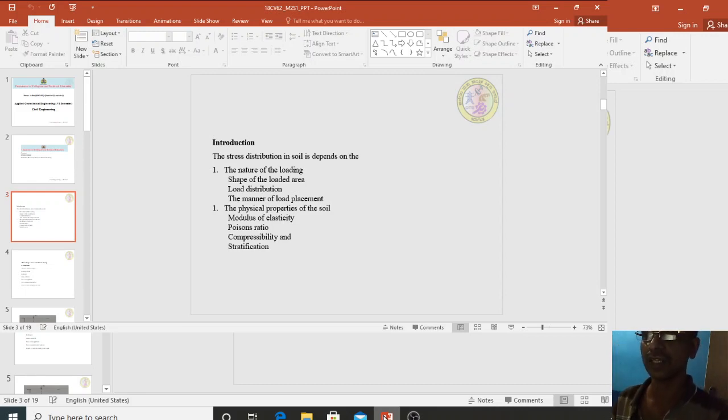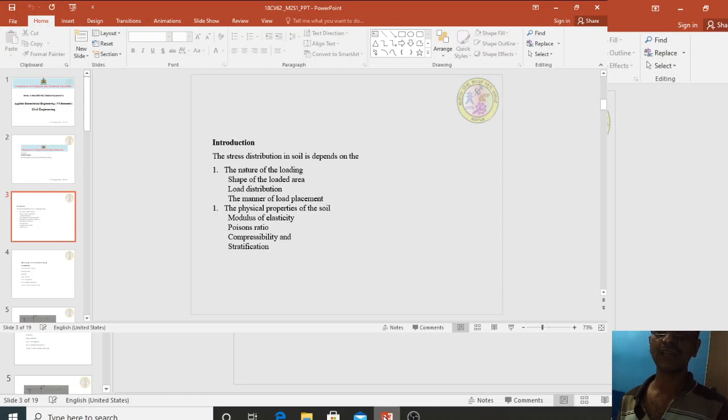Next is compressibility. Compressibility means that on application of load the soil gets compressed, and that behavior is called the compressibility of the soil. The compressibility behavior of the soil also plays a vital role. If a soil is highly compressible, stress distribution will be less because it acts as a cushion. If the soil is less compressible, then the stress distribution is over a wider area because it acts as an elastic, rigid material.